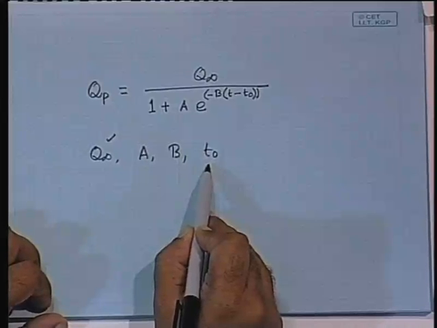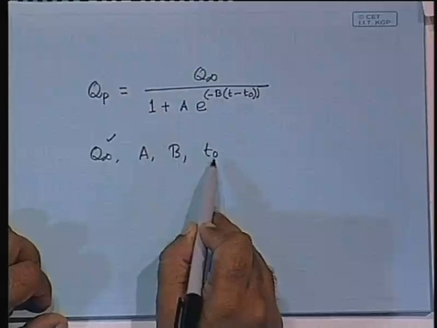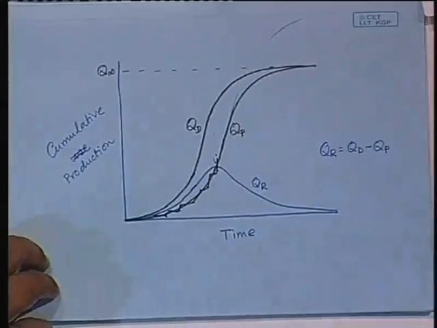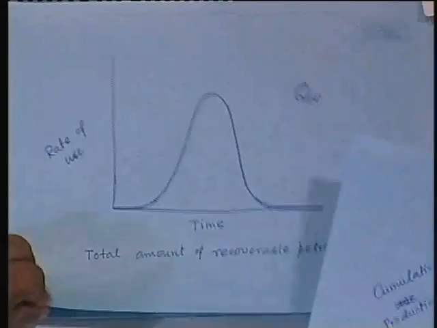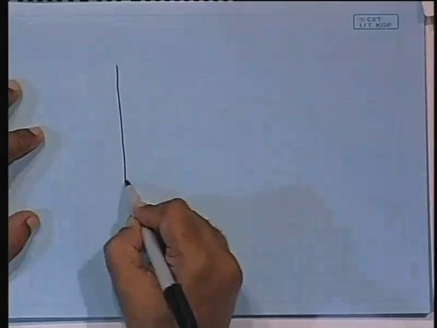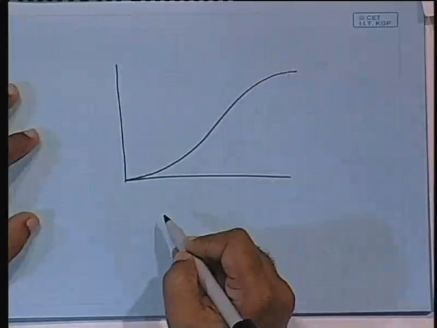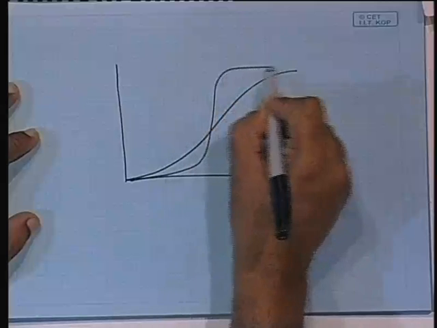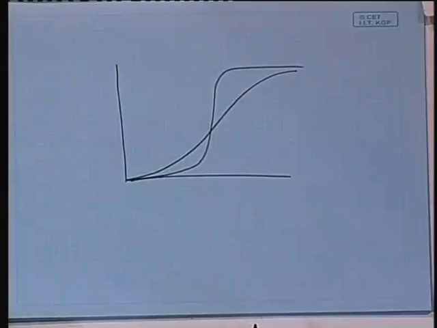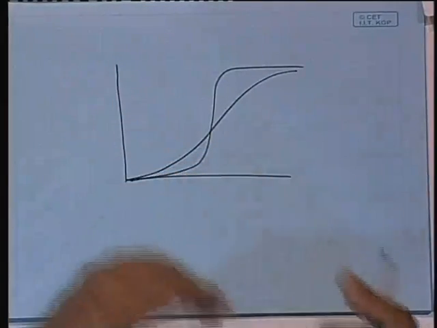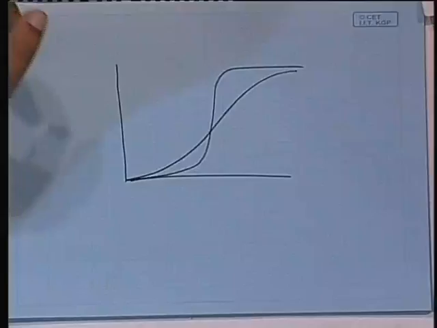Without knowing that, you will not be able to estimate that, because here, okay, let me, the curve could be like this and the curve could also be like this, same equation. So, what is the effect of A, what is the effect of B, and what is the effect of T naught? Unless you understand that, you will not be able to solve this problem.